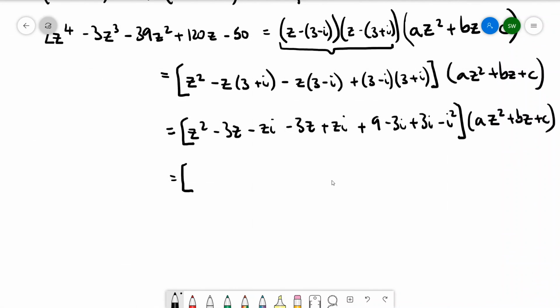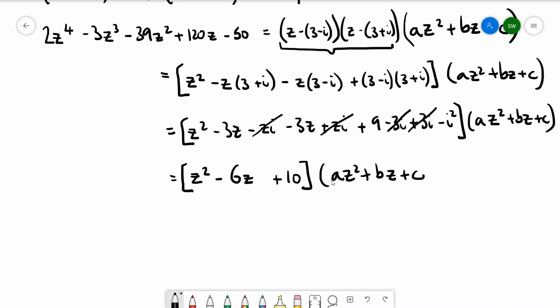So I've noticed that inside the square bracket we've got minus zi and plus zi, so they cancel. And we've got minus 3i and plus 3i, so they cancel. So we've got z squared, we've got minus 6z if we collect together the z terms. And now I'm going to say that minus i squared, because i squared is minus 1, we're going to have minus minus 1, which is plus 1. And then add on the 9, which is 10. And then we've got times by az squared plus bz plus c. So there I've used the fact that i squared is equal to minus 1.